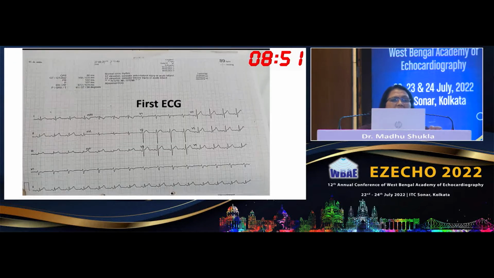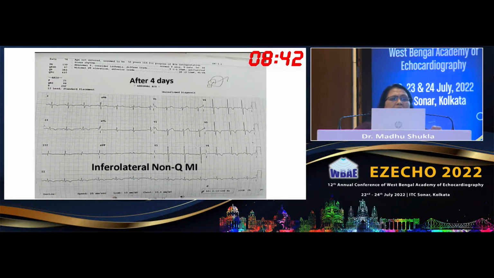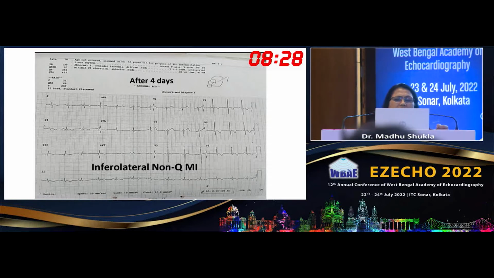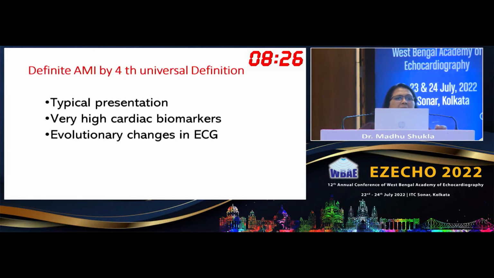This was the first ECG. You can see ST changes in 2, 3, aVF and V2, V3, V4, V5, V6. And from here, from the 4th day, he came to us. So this ECG is done at our place, and you can see the changes suggestive of inferolateral non-Q MI.